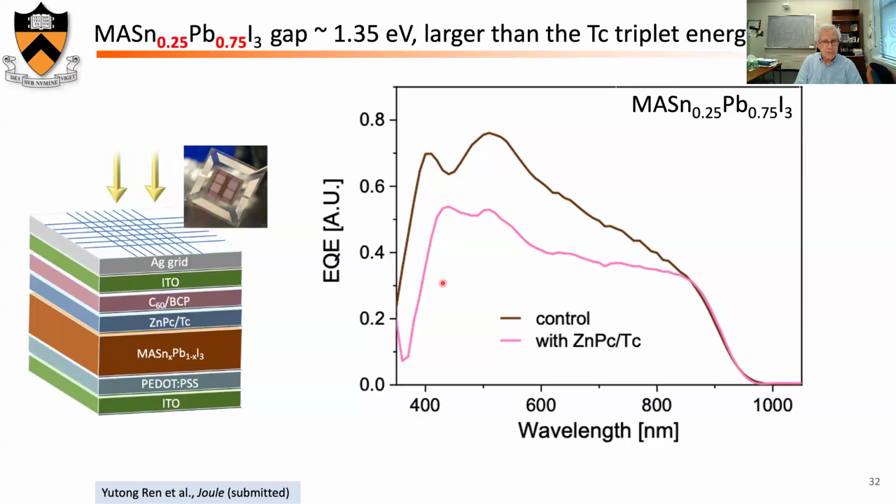Another experiment we did, of course, was to change the composition of the perovskite, with now only 25% of tin and 75% of lead, to get a band gap of 1.35 electron volt. And this, of course, brings the gap of the absorber much higher than the triplet energy. And as you can see, now we have decreased EQE. We're not at all absorbing the triplets in the perovskite.